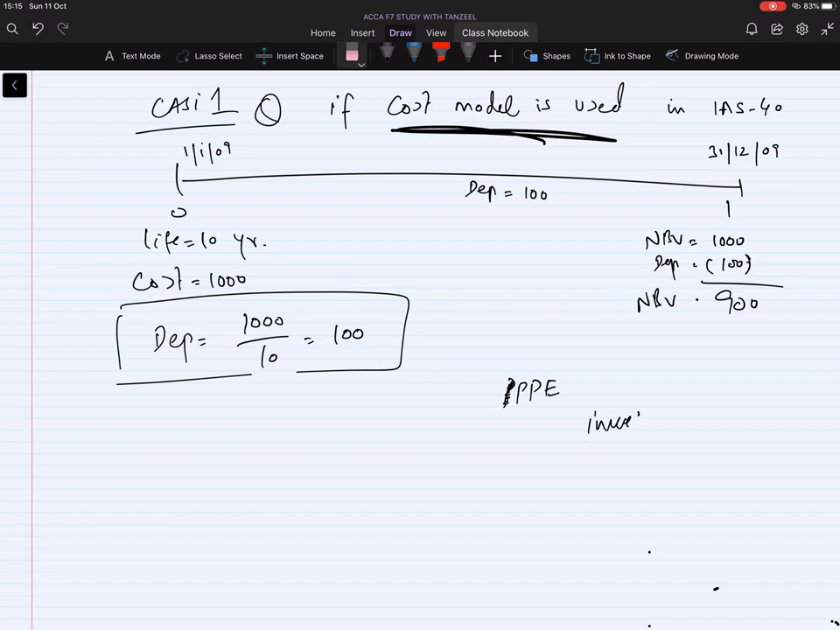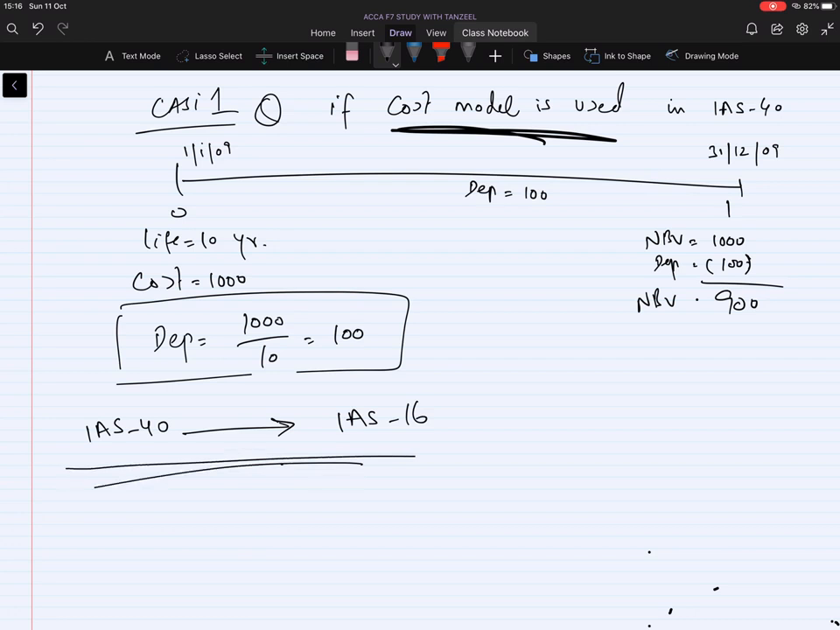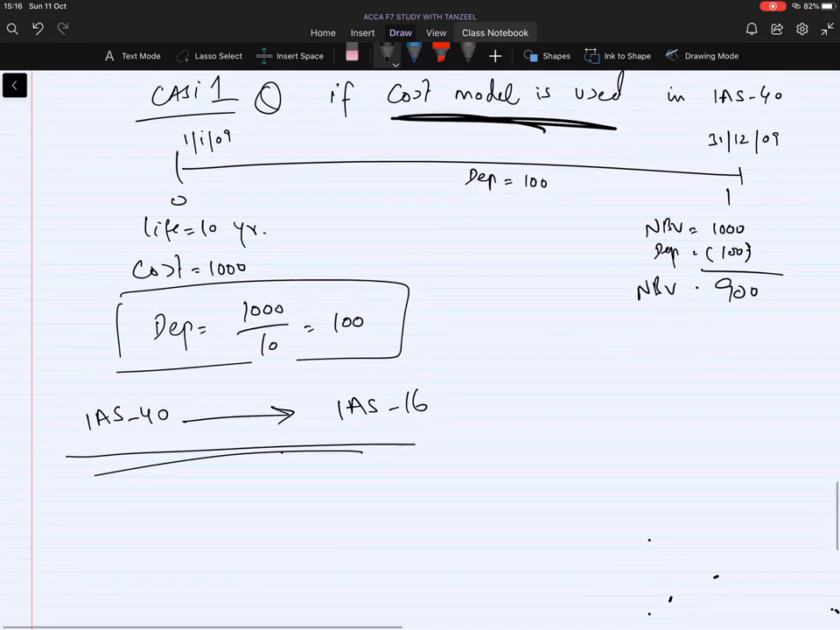Wait, let me see. If the company was using IAS 40 and they are changing to IAS 16, and the company is using the cost model, then just change the name to PPE. So we debit PPE with 900, and we credit investment property 900.